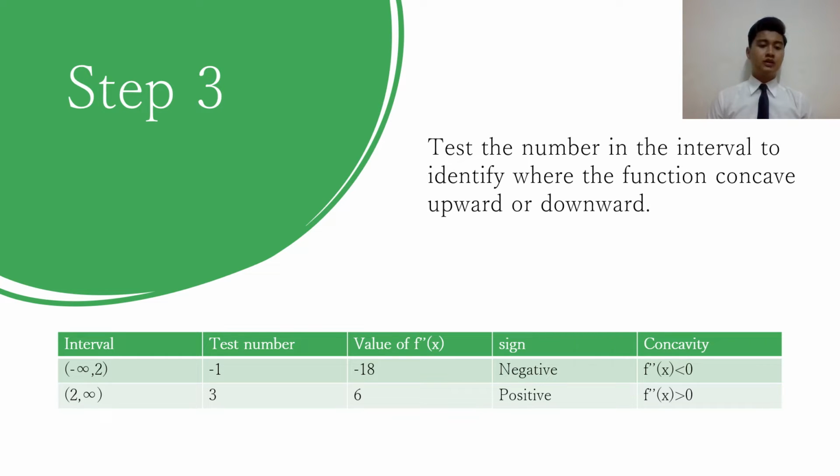For the first interval, negative infinity to 2, we can choose a number between the interval, and I choose the test number of negative 1. When the test number is plugged into f double prime x, we get a value of negative 18, and we can see that the sign is negative. So for the concavity, for the second derivative of the function, we get f double prime x less than 0. The same goes for the second interval, 2 to infinity. The test number I have chosen is 3. When plugged in, we get 6. The sign is positive and the concavity is f double prime x more than 0.